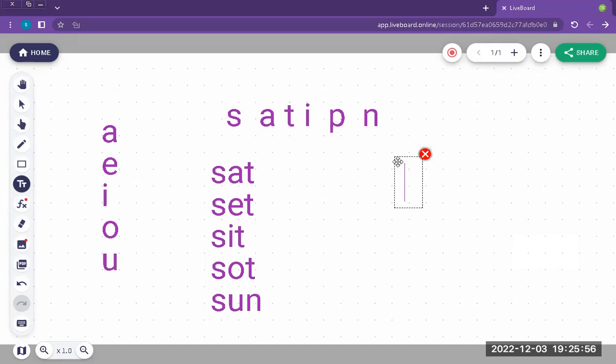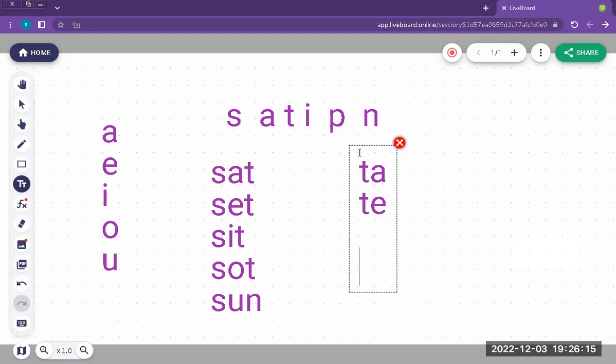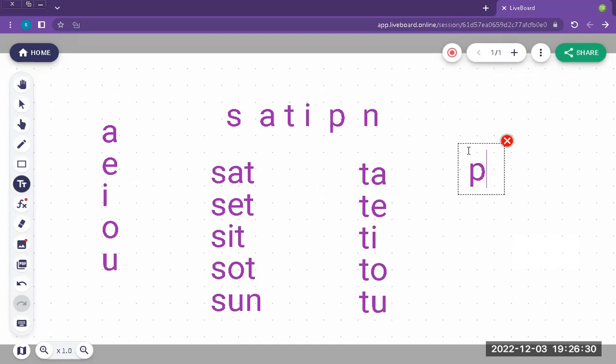The second letter is t. This is our vowel letter also. And the second letter here is t: t, a, ta. T, e, te. T, o, to. T, a, ta. And we have ba: ba, e, be, ba, o, bo, ba, a, ba.